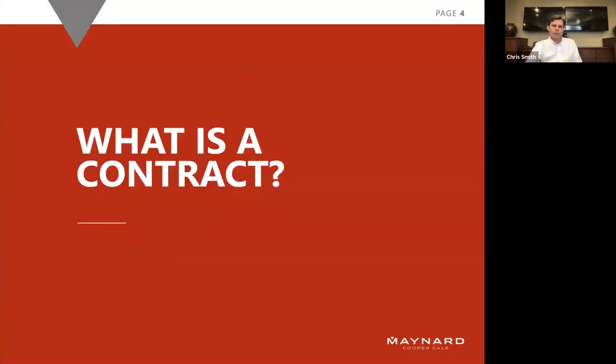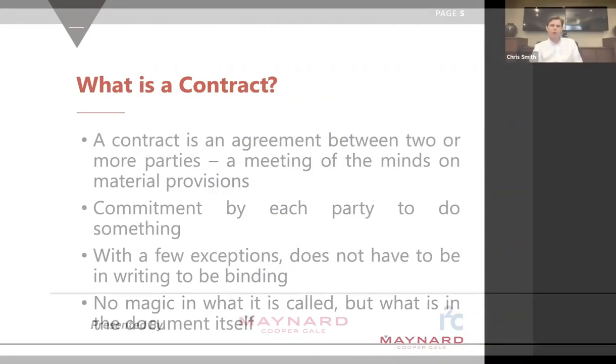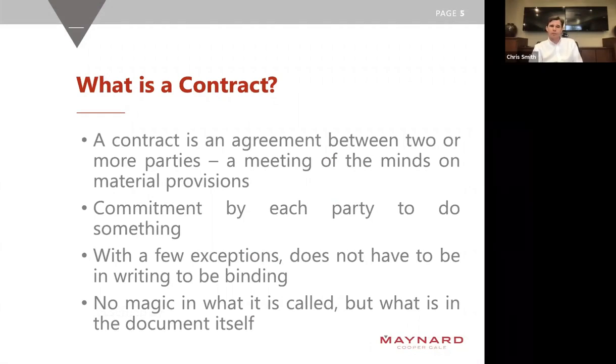So first of all, what is a contract? A contract is an agreement between two or more parties that involves a meeting of the minds on material provisions. They commit each party to do certain things, some obligations, and with a few exceptions, they do not have to be in writing to be binding. There are some exceptions to that. And certainly, ideally, all of your contracts are in writing so that they're what they mean. You can put your hands on them.